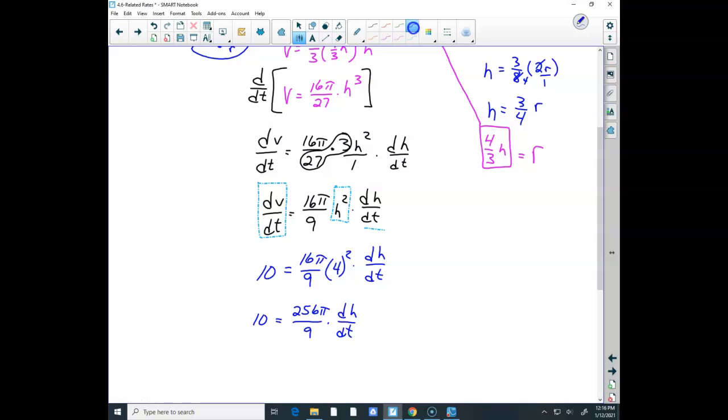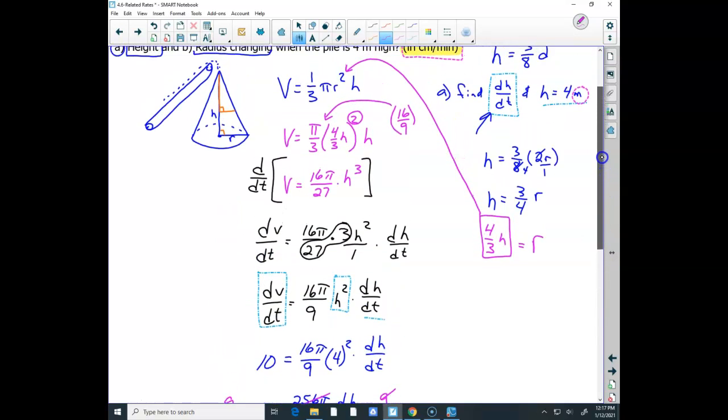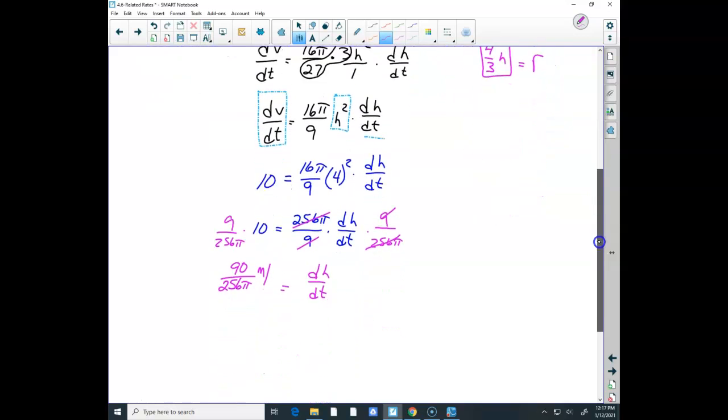And when I solve for dh dt, what I'm actually going to do is multiply both sides by 9 over 256 pi. So times 9 over 256 pi. And we're going to find out dh dt, as the 9's cancel, it's going to equal 90 over 256 pi. And now this is meters per, is it meters per second? I think it's per minute, meters per minute, okay?